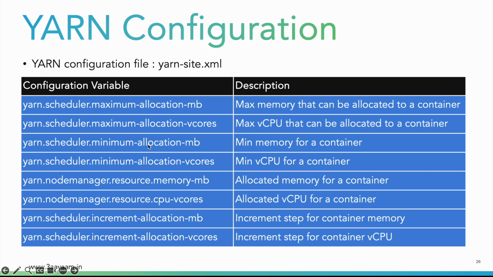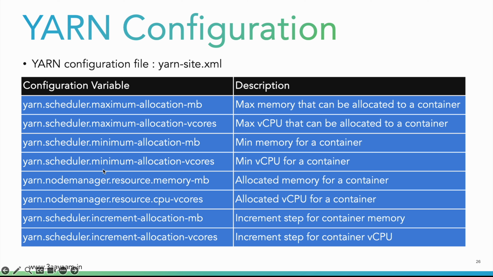Similarly, we have minimum allocation MB and minimum allocation vcores, which is the minimum memory for a container and minimum vCPU for a container. So this is the range between minimum allocation MB and maximum allocation MB. This is the memory range, and minimum allocation vcores and maximum allocation vcores are the CPU ranges. Using this, you can configure the minimum and maximum CPU and RAM that can be allocated to a container.